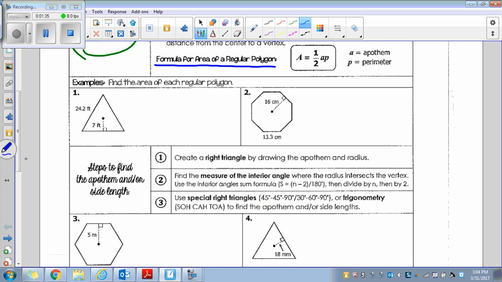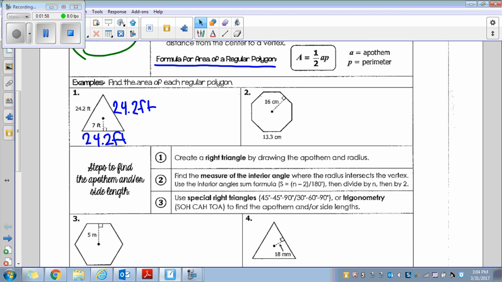Number 1, find the area of the regular polygon. Well, since it's regular, let's think about what that means. Regular. Well, all sides will be equal and all angles will be equal. So I know this is an equilateral triangle, so I know that this side will be 24.2 feet and the base will be 24.2 feet.